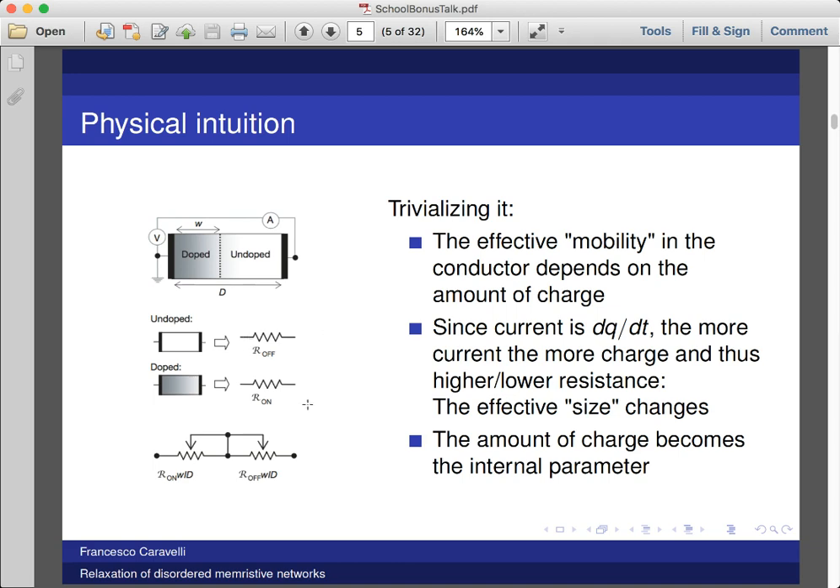And so in the doped phase, basically you're going to have an on phase. In the undoped phase, you're going to have a switched off phase, so a higher resistance. And basically you can think of this as a variable resistance where the internal parameter is given by the charge. So W, you can integrate the equation before and see that actually it's the charge. And this was the first physical intuition behind these components. Of course, we are trivializing it.